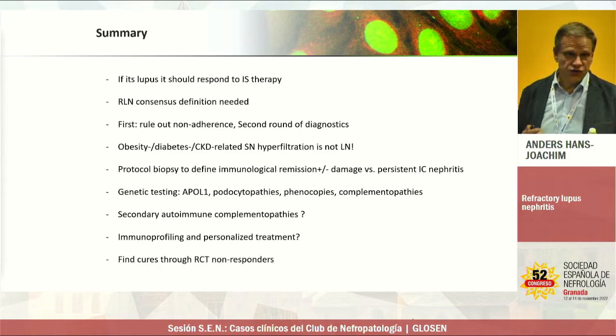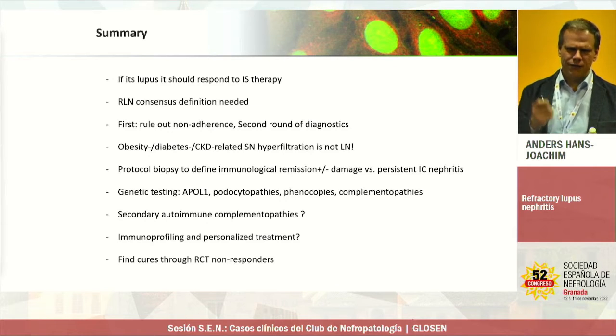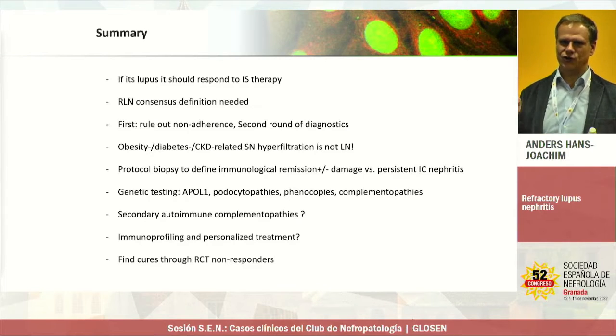If it's lupus nephritis, it should respond to immunosuppressive therapy. If it doesn't, you have to be suspicious for something else, and we need a consensus definition of refractory lupus nephritis. Currently, in the Lupus Nephritis Trials Network, we are working on that. The first thing to rule out is drug non-adherence, and you can ask the patient, did you take the pills, because this would be the easiest way to solve your problem, or I will have to switch to chemotherapy. This is the way I speak about cyclophosphamide. Then some patients admit that sometimes they didn't take the pills, and actually in the last 3 months, not at all. And then you have an easy answer to the persistent proteinuria.